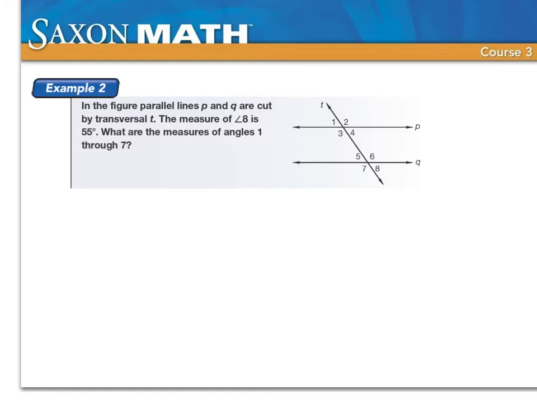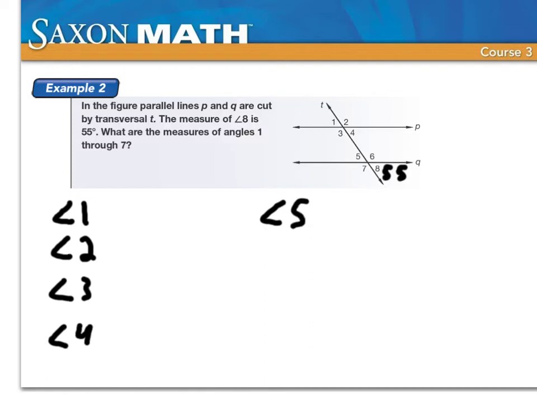Okay, so this says parallel lines P and Q are cut by the transversal T. It says the measure of angle 8 is 55 degrees. So we should probably fill that in. We want to know what are the measures of angles 1 through 7. Okay, so I want to know angle 1, angle 2, angle 3, angle 4, angle 5, angle 6, and angle 7. Because I already know angle 8 is 55 degrees.